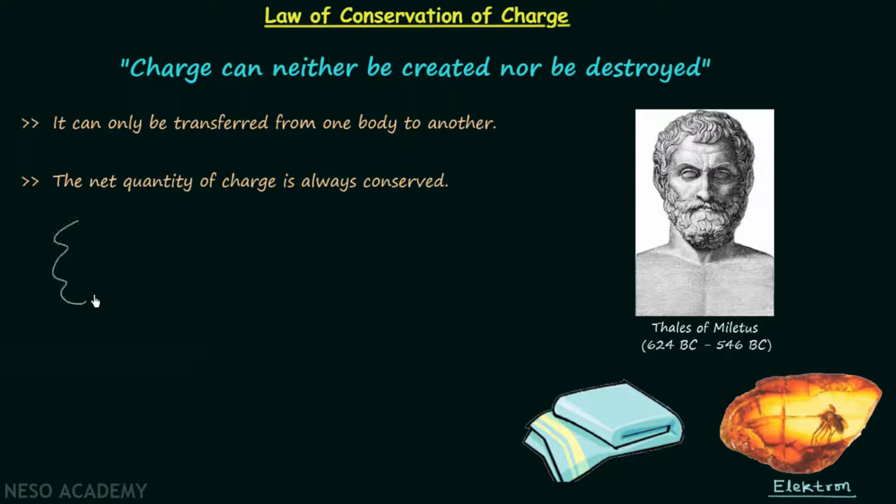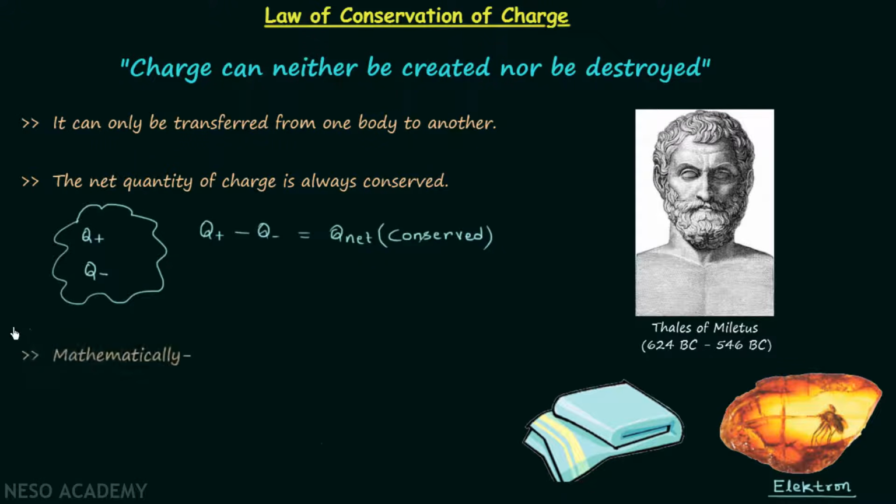Let's say in the universe, Q plus is the amount of positive charge and Q minus is the amount of negative charge. Then Q plus minus Q minus is equal to the net charge Q net, and this net charge is always conserved in the universe. Now we will move towards the mathematical proof of the law of conservation of charge.